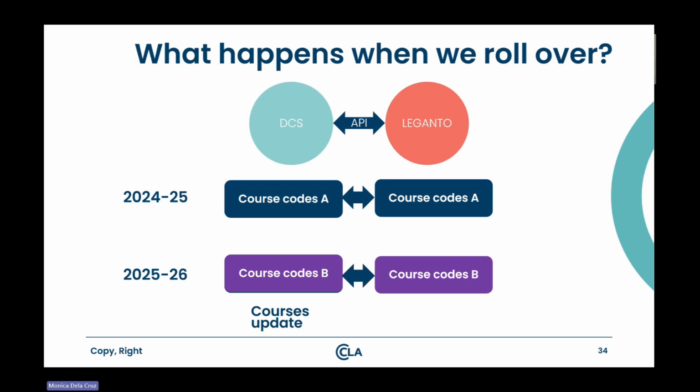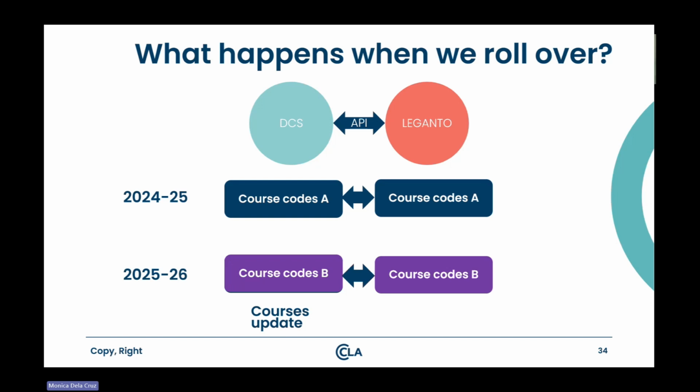What happens when we roll over? So in the current academic year, the course codes in the two systems match. When doing the rollover to the next academic year, let's say, for example, we first roll over the DCS, no codes change, so there's no problem. The API can still match data. Then we roll over in Leganto with the codes auto-updating. This only changes them in Leganto, not also in the DCS. So the codes won't match and the data wouldn't be found. We would need to do a bulk update of all the course codes in the DCS, and then they'll match Leganto, and then the data will flow again.